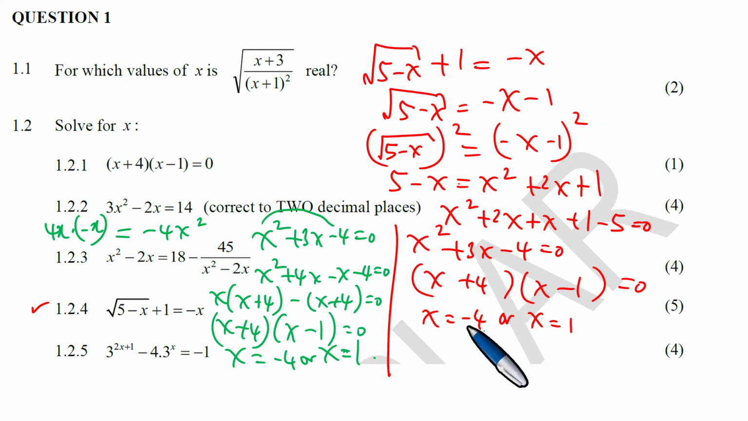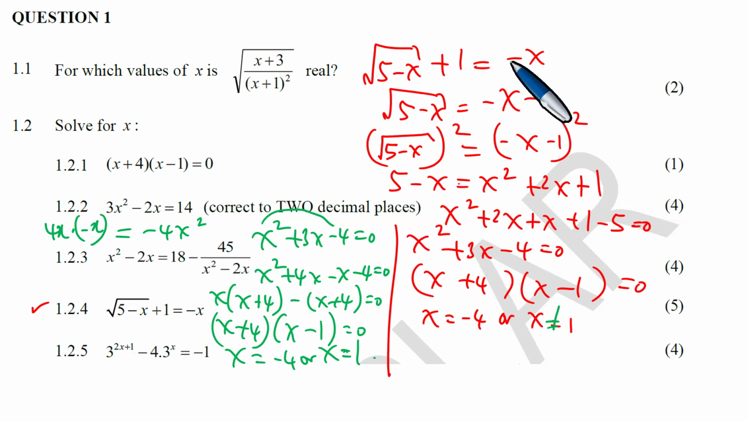We need to check our solutions always after squaring both sides. Always. Now you take the 1 and you put it here. If you put 1 in the original, you can see it is minus 1 here. But if you put 1 here, it becomes 5 minus 1 is 4. Square root of 4 is 2, plus 1, which is exactly 3. Okay, and 3 is not equal to minus 1. So x is not 1, but x is minus 4.